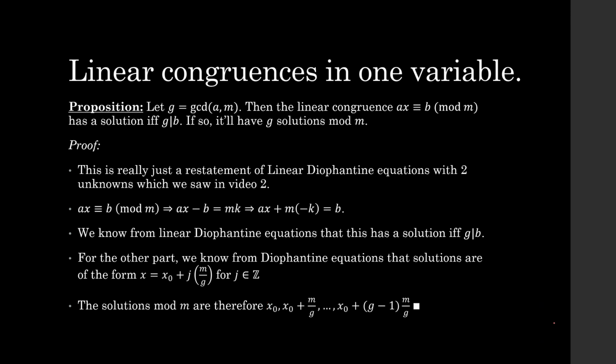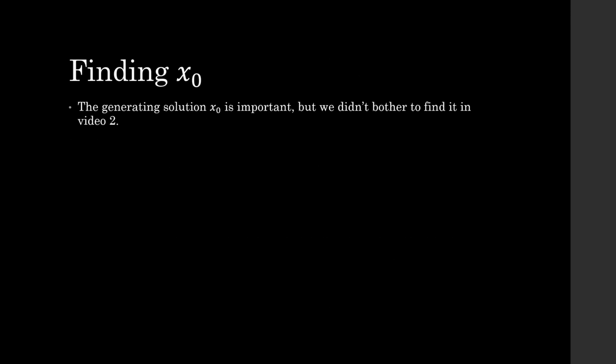So that was just one type of congruence that we might want to solve. And we're going to look at more complicated types of congruences if I still keep going with this after RSA, like quadratic congruences, for example. This is just one example that might motivate the next theorem. Well, first we're going to actually find x0 for this, because the generating solution x0 is really important, but we didn't bother to actually find it in video 2. We mentioned what the general form was, but that's all assuming that we know how to get an initial solution. That might not always be super easy.